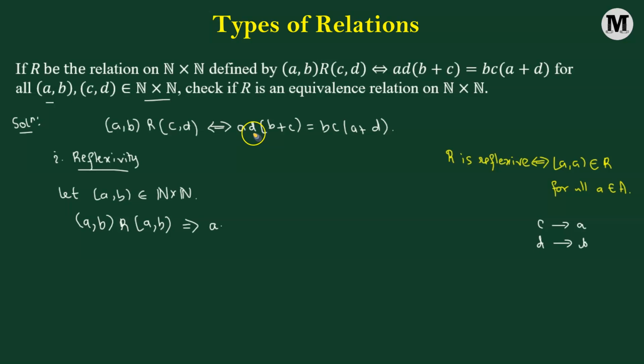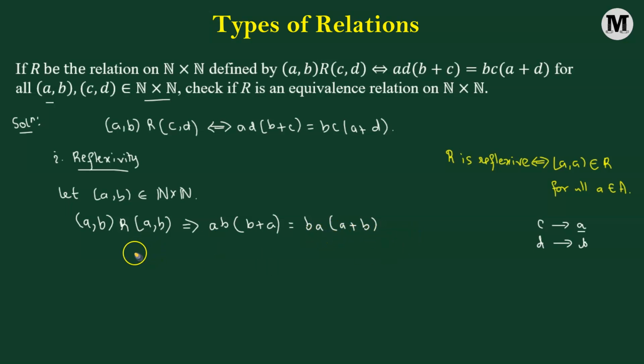So a remains the same, d gets replaced with b, so we have ab multiplied by (b + c), but c gets replaced with a. This must equal bc multiplied by (a + d), where c is replaced with a, so we have ba multiplied by (a + b). Now, is this equation true? Yes, it is true because ab equals ba, they are commutative, and b + a equals a + b. So the left hand side, ab times (b + a), is exactly the same as ba times (a + b) on the right hand side.